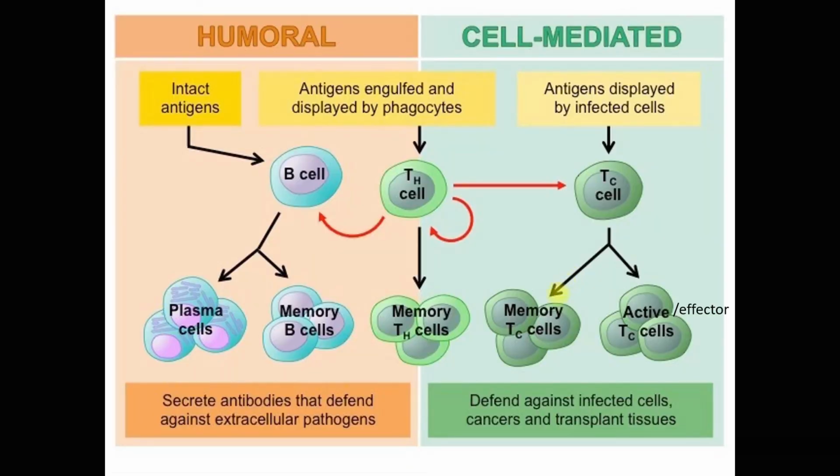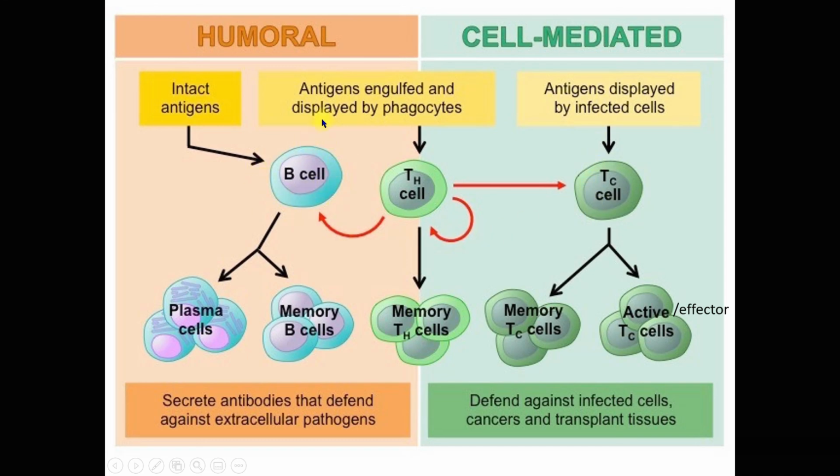Okay, so we can summarize the humoral and cell-mediated immune responses in this diagram. Both types of adaptive immunity need the interleukin-2 from the helper T cell. And each time these helper T cells are activated, we produce active helper T cells as well as memory helper T cells. And then this helper T cell will secrete interleukin-2 to activate the B cell as well as to activate the cytotoxic T cells.